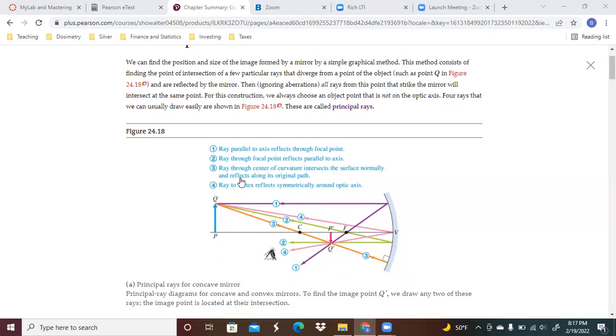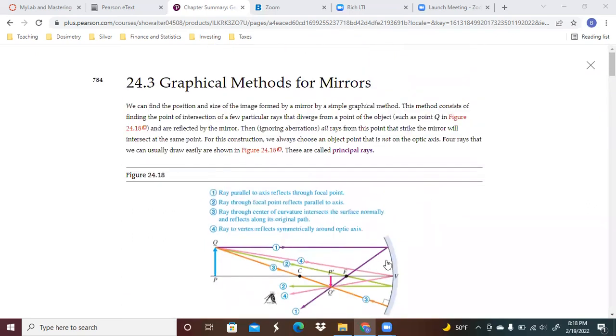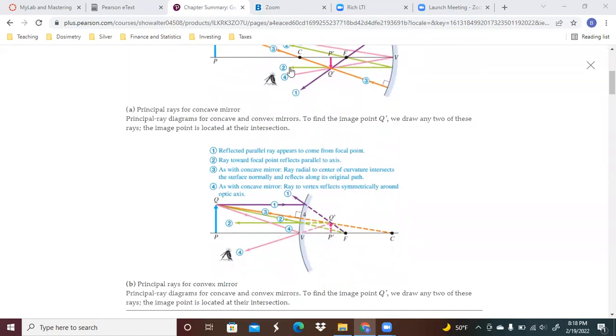Ray three is a ray through the center of curvature that intersects the surface normally and then reflects back. And then ray number four is a ray to the vertex that reflects symmetrically around the optic axis. In other words, the angle on this side of the optical axis is the same as what you see here. All of these principal rays, when they bounce around, cut through this particular point. This is where the image is made. Now, this is for a concave mirror. This is now for a convex mirror.